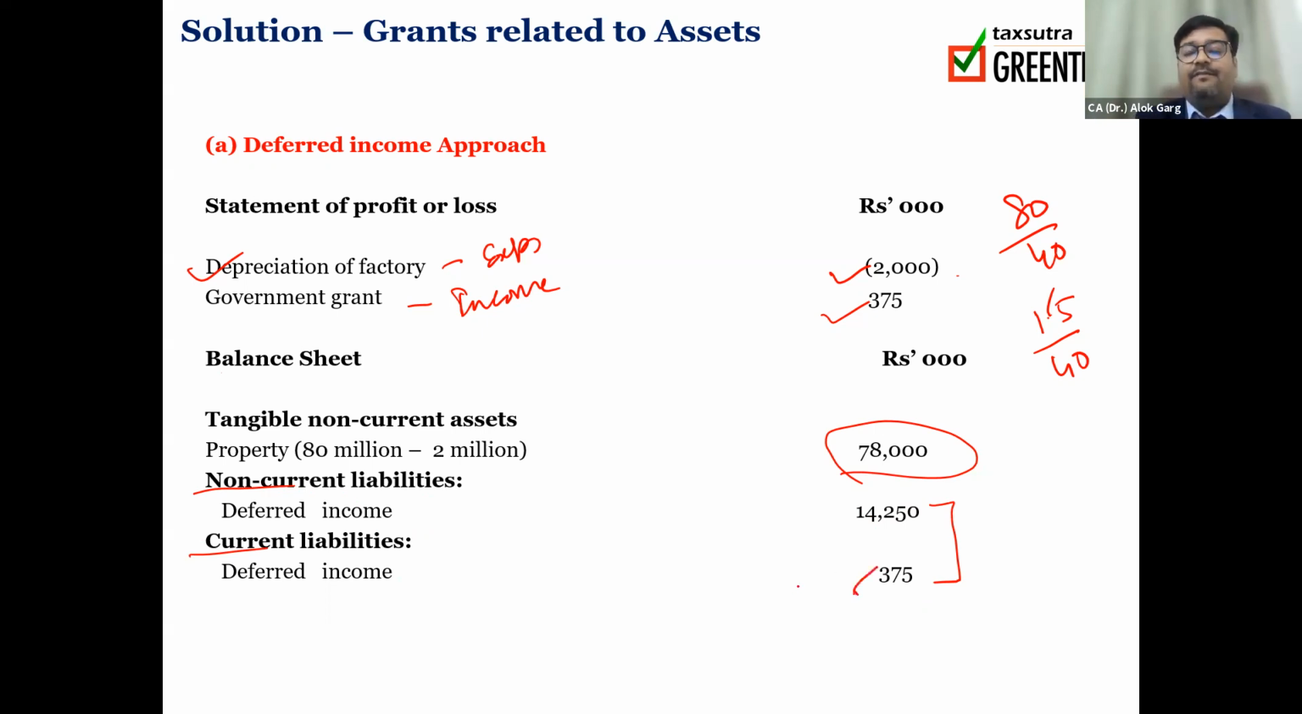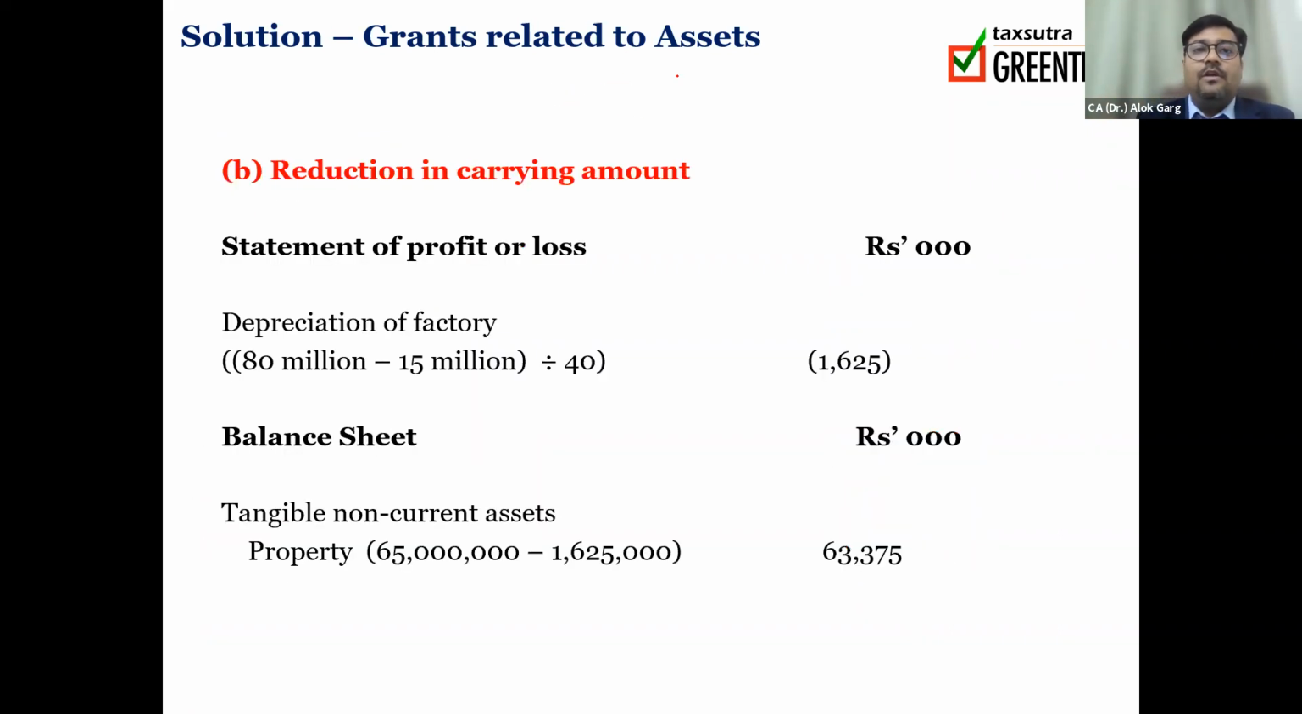So here 375 has been shown as a current liability and the remaining amount has been shown as a non-current liability. So this is a gross approach. This we are calling a gross approach. What is a net approach? Reduction in the carrying amount.